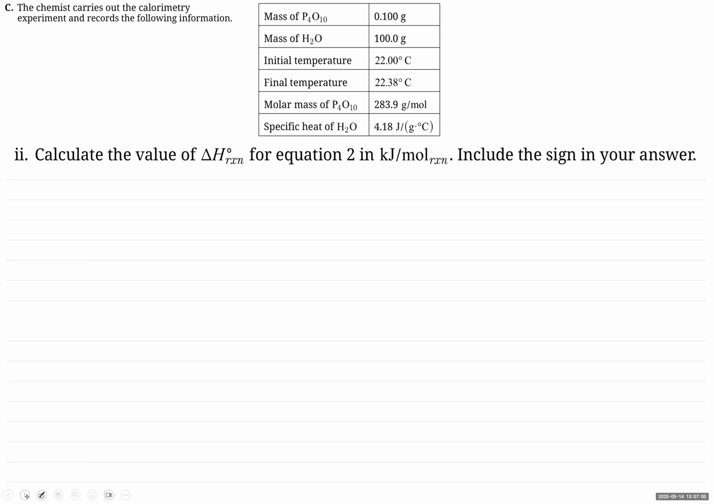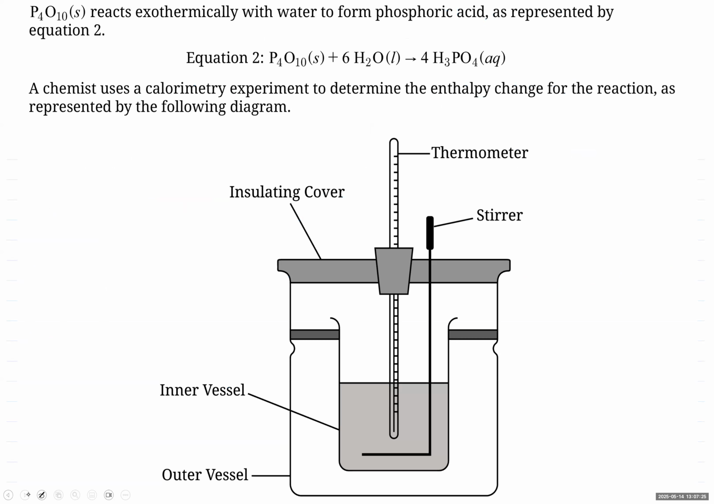Calculate the value of delta H for the equation. Include the signs in your answer. All right, so let's get solved on this one. So how do we do this one? We want the delta H for the reaction, right? And what do we know? I guess if I can go back and show you the equation that we have is right here, right? If you look at the equation, what do we know?